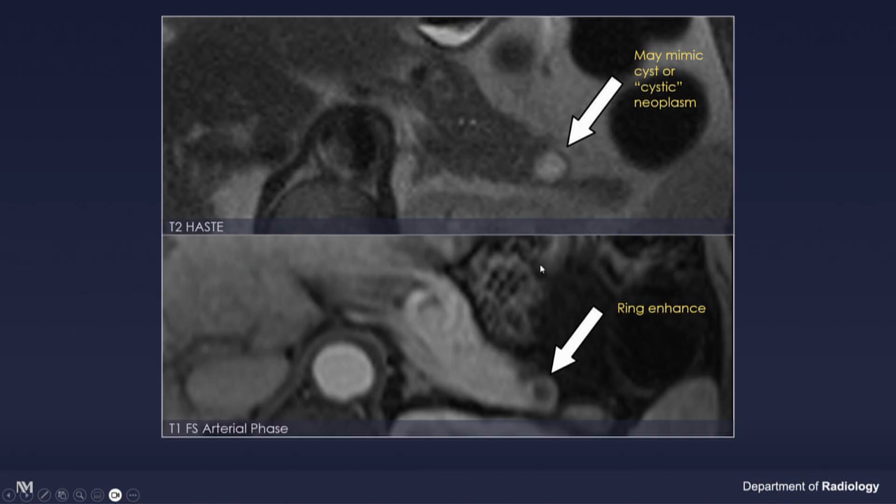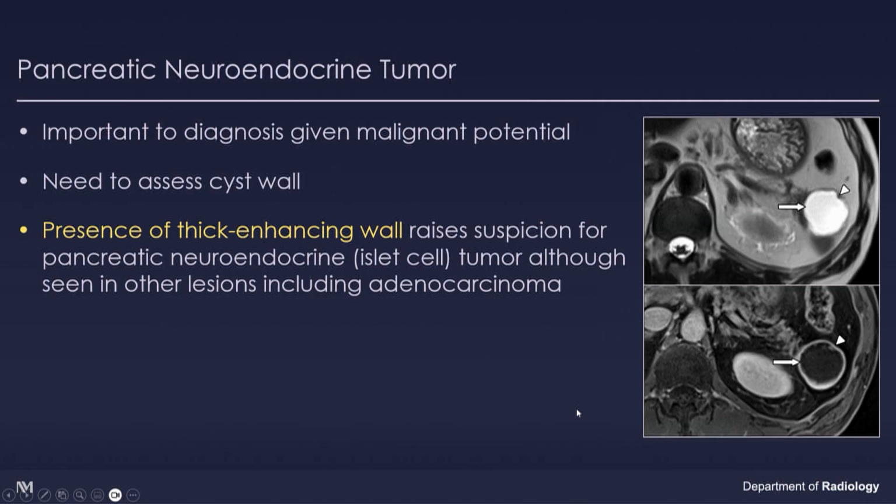What about this lesion? Well, it's bright on T2. You might call it just the usual cystic lesion, an IPMN. But then when you look closely, you see that there's ring enhancement. And once I start to see ring enhancement, I start to worry. In this case, it was due to pancreatic neuroendocrine tumor, which is probably the more common cause of that. And these are important to diagnose because of their malignant potential, so you want to look closely at the cyst wall. Another example showing a thickened wall, some nodularity, and again, this was a neuroendocrine tumor.